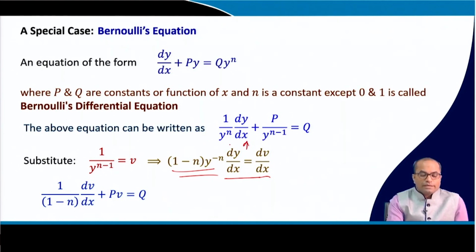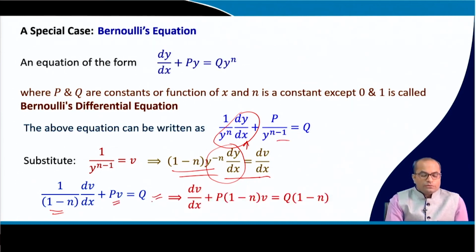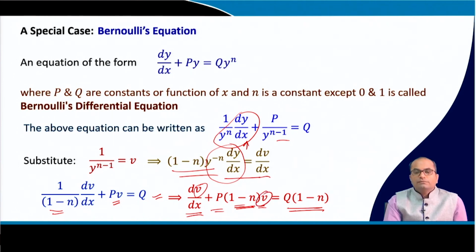So, 1 over y power n dy over dx is exactly dv over dx divided by this 1 minus n, plus p v is equal to q. So, this 1 minus n can also be multiplied, then we have dv over dx plus p into 1 minus n into v is equal to q into 1 minus n, which is a linear equation in v. This is a linear equation in v. P and q are functions of x.